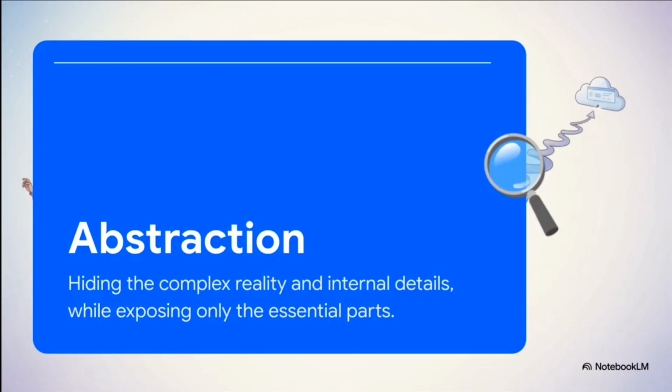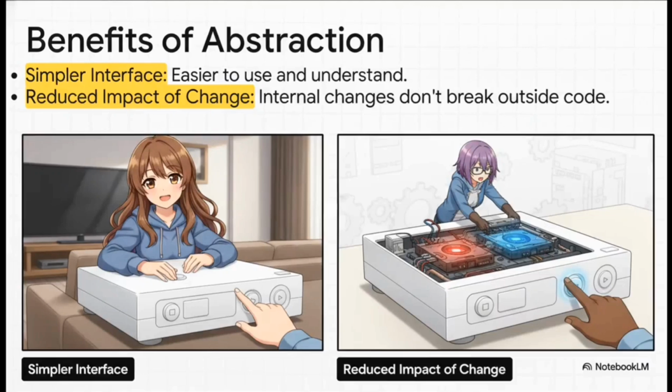You don't need to know how the laser reads the disc. All that complexity is hidden from you. That is abstraction. We hide the messy internal details and only show the simple, essential parts. This gives us two huge benefits. First, a simpler interface just makes our objects easier to work with.